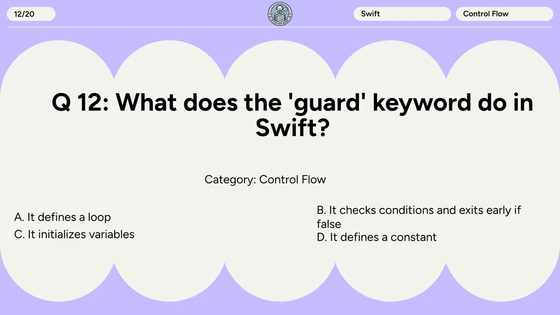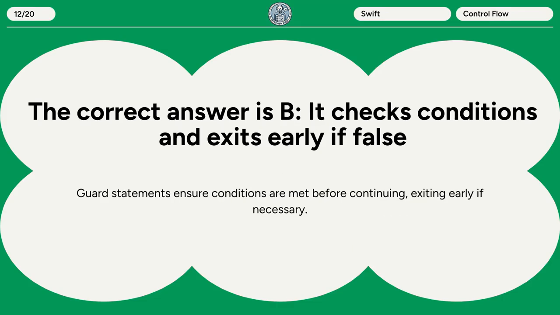Question 12. What does the guard keyword do in Swift? A. It defines a loop. B. It checks conditions and exits early if false. C. It initializes variables. D. It defines a constant. The correct answer is B. It checks conditions and exits early if false. Guard statements ensure conditions are met before continuing, exiting early if necessary.